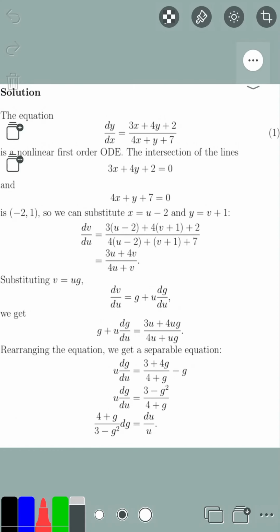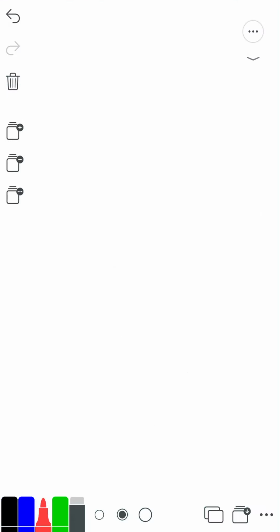Hello, this is DVKT Math, and in this video we're gonna solve this differential equation. dy over dx is equal to 3x plus 4y plus 2 over 4x plus y plus 7. To solve this differential equation, we're gonna use some sort of a trick, I guess. And before getting into the solution, I'm gonna explain the trick that we're gonna use first.